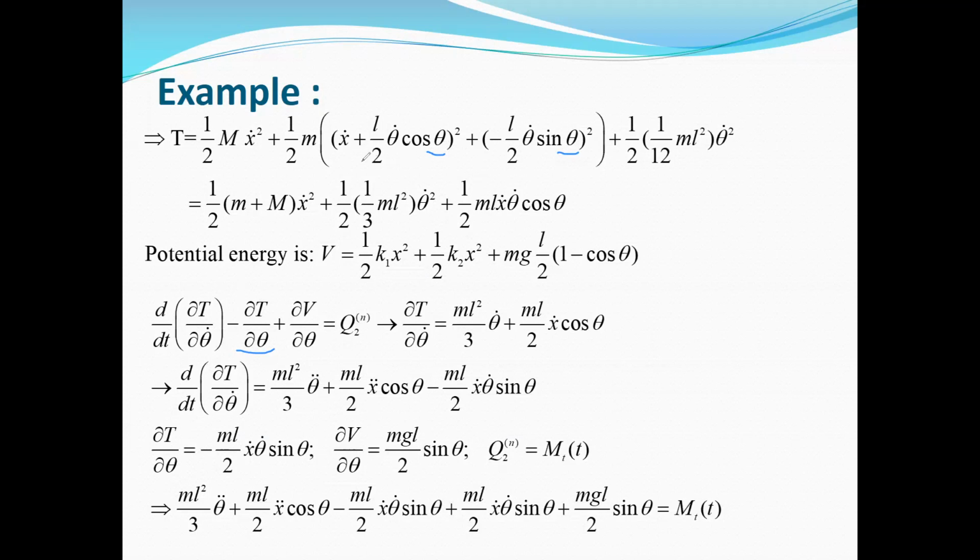And here in this term we have theta, and also in this term. So we need to calculate the derivative with respect to theta, and it's equal to this term, the derivative of T with respect to theta. And if you simplify this, you can extract this term. And finally, you can calculate all of the partials and substitute into the Lagrange equation and extract the second equation for this system. As you can see, this is the Lagrange equation.